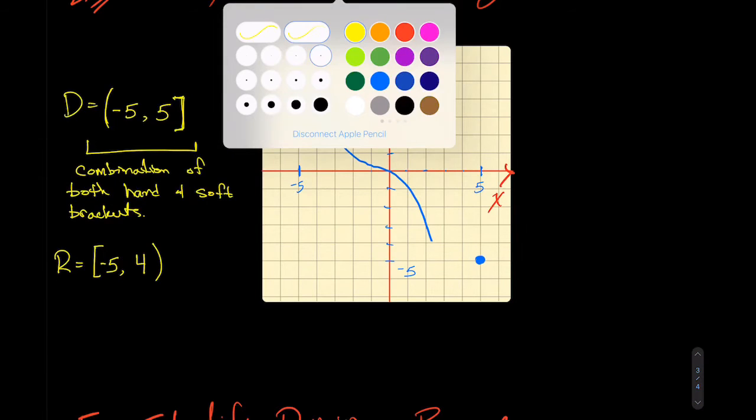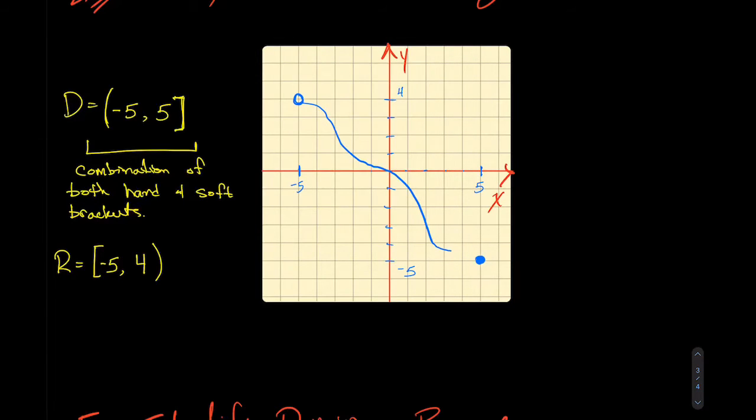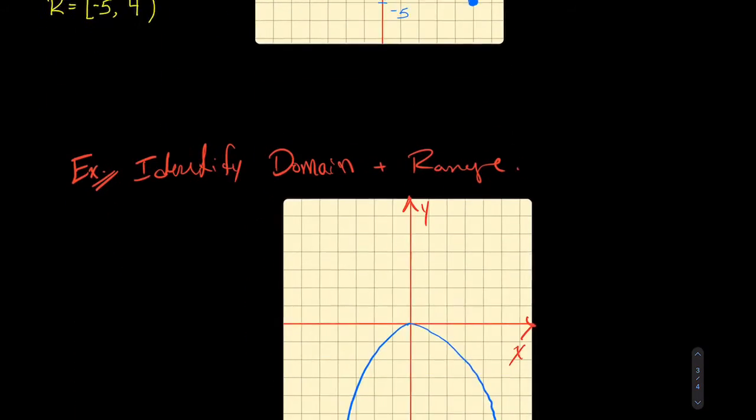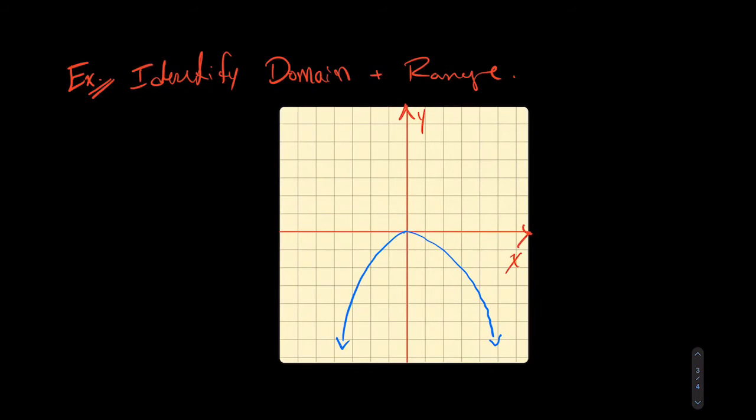If you caught that, nice job. A+ for catching my follies. There we go. That's a bit better. So again, we have that combination of both soft and hard brackets, depending on what's included and what's not included. Let's look at this one here.